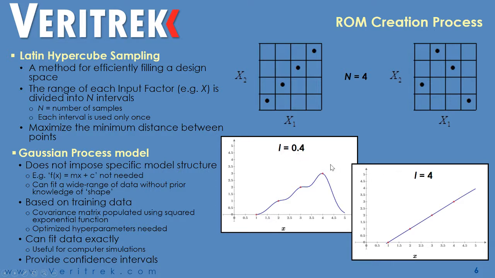On the example on the left, we can see that the model that was generated, this blue line, doesn't seem to do a very good job of fitting the data. We'd actually expect a linear fit. But as we change that hyperparameter from 0.4 to 4, it does a very good job of fitting the data.